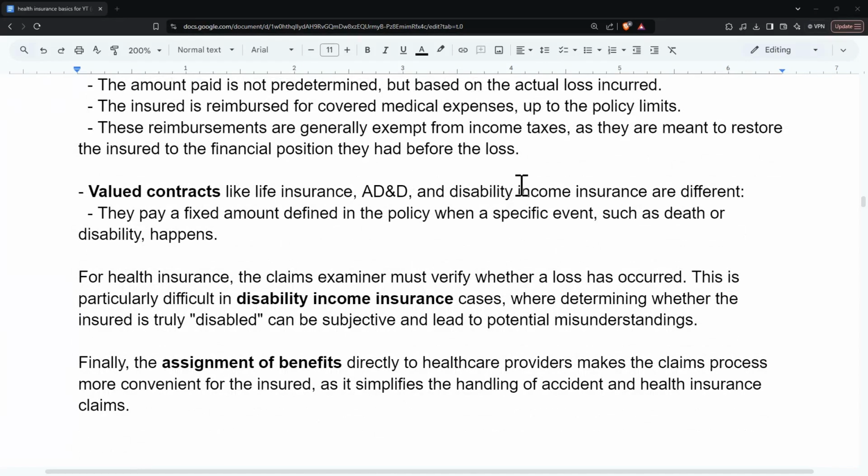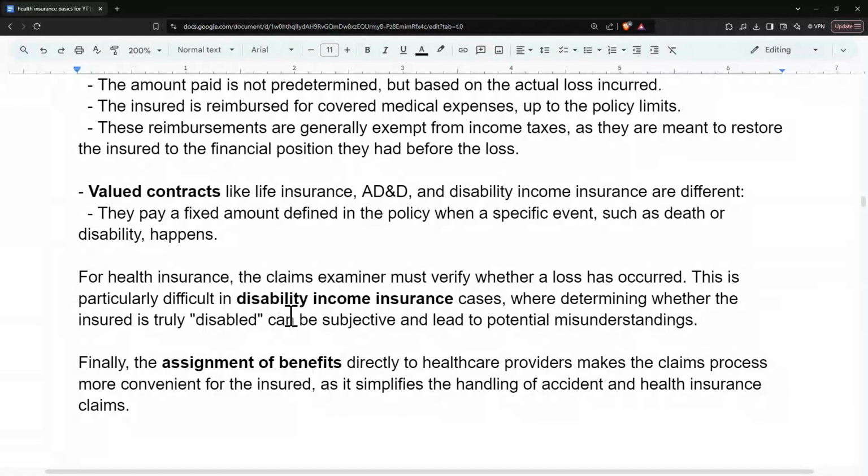Now, valued contracts like life insurance, accidental death and dismemberment, and disability income are different because they pay a fixed amount defined in the policy when an event like death or disability happens. So like I was saying, for life insurance, disability insurance, or accidental death and dismemberment, when the claim is filed, there's a specific amount paid out. Life insurance is a death benefit. It's exactly what it says on the policy, a certain amount. Accidental death and dismemberment, same thing. It's a predetermined value. And disability income as well, a predetermined value of what they're going to receive if they're disabled.